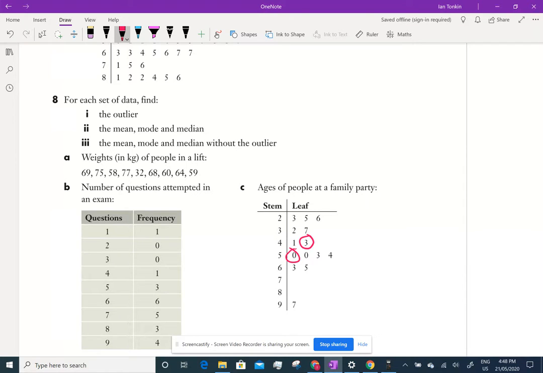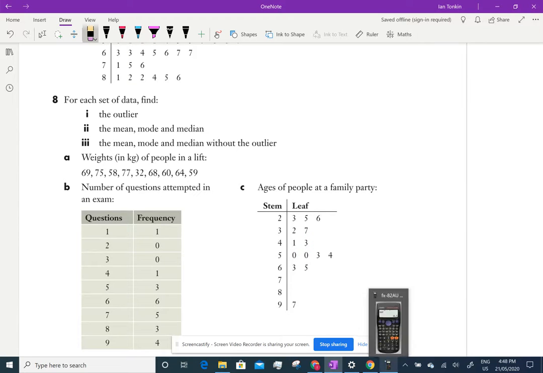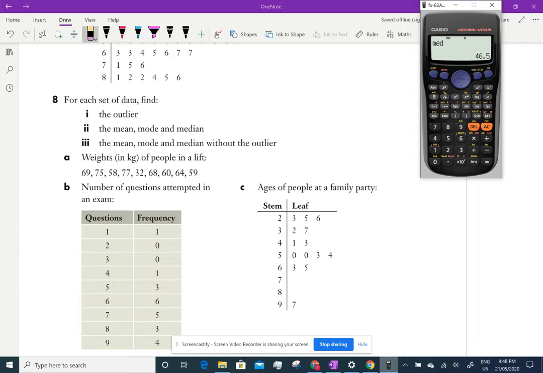I'm just double checking. What question am I doing? 8C. 8C, where are you? Here we go. 46.5. Now, I would never do it like that. Bang, your calculator, you've just done it. And if I go shift 1, I go to max min. What do I want? The median, 4. Watch. Beautiful. Now, I made a heap of mistakes because I was trying to be fast and I wasn't really concentrating. But my calculator, you just put it in and away you go.